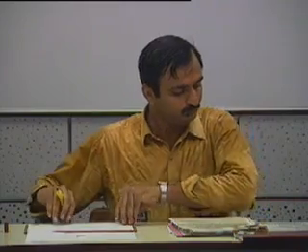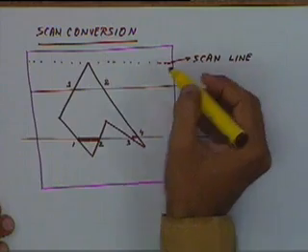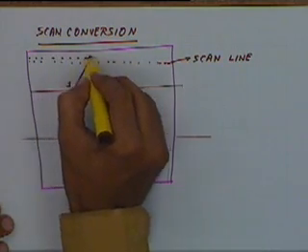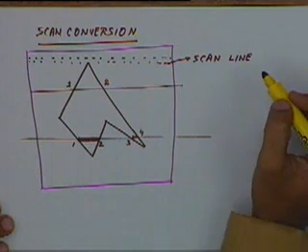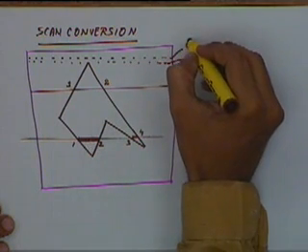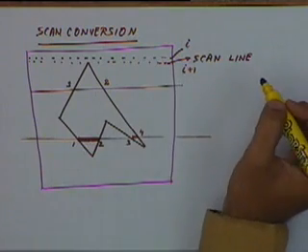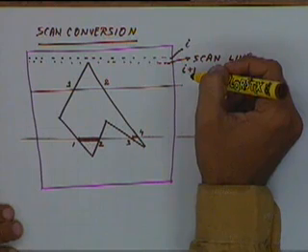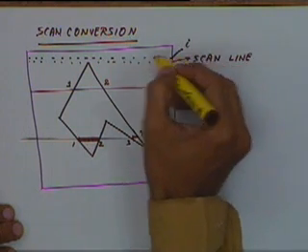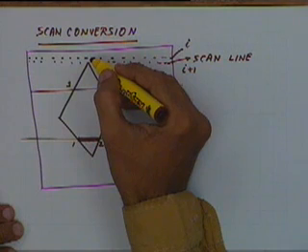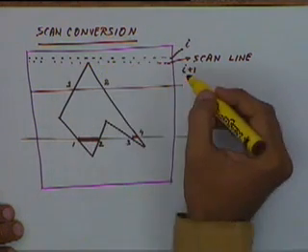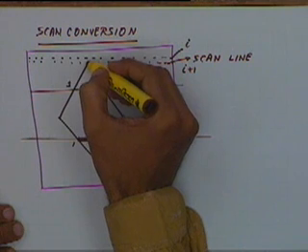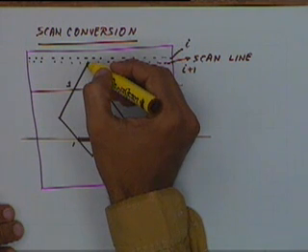Now, if we notice, as we move from one scan line to a second scan line, let us say initially we are at this scan line, this is my scan line number i and this is my scan line number i plus 1. What can happen as I go from one scan line to a second scan line? In scan line number i, no pixels are inside the polygon. But on scan line i plus 1, we have a vertex which is there on this scan line.